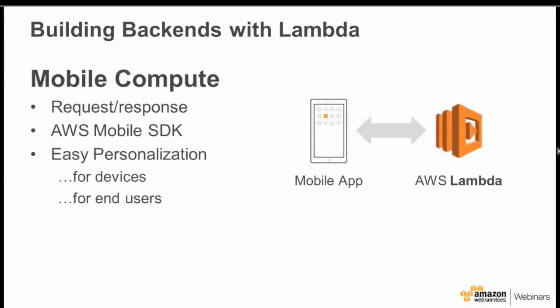It's the use of Lambda to create backends that can respond and provide that server-side code for mobile, tablet, and IoT applications. And to Lambda's existing event capabilities, we added three things: support for request and response or remote procedure calls, included Lambda in the AWS Mobile SDK, and then added some really easy personalization features. And I'll tell you a little more about how we make that work for both devices and end users.